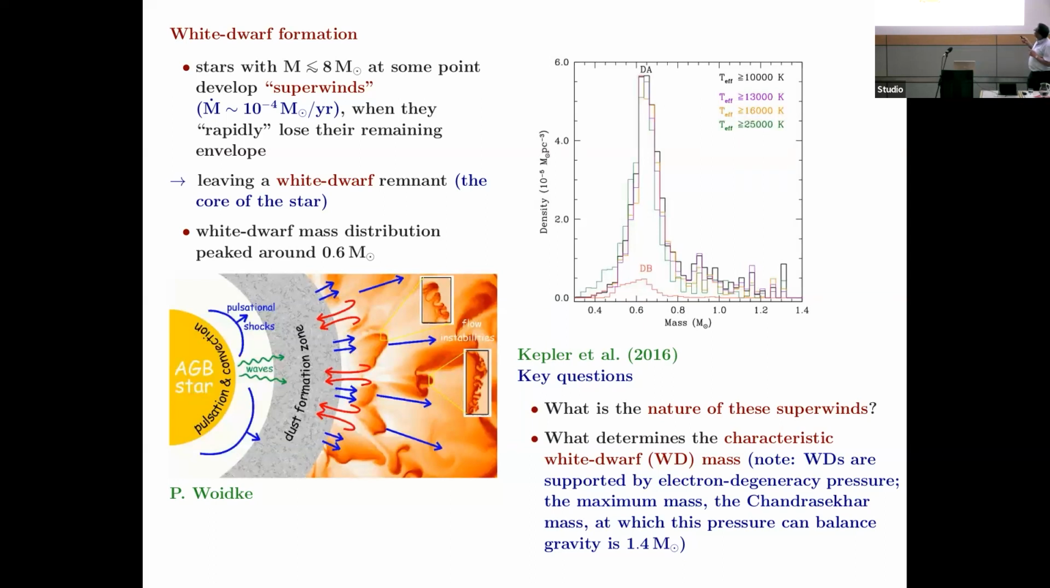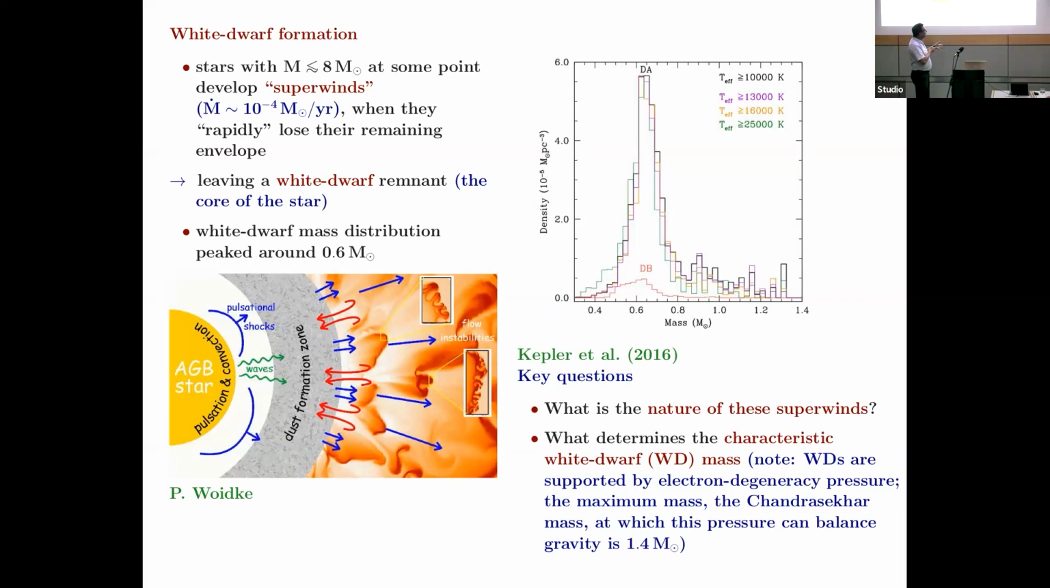Now, we get some interesting information by looking at the mass distribution of white dwarfs, which is shown here. If you look at this diagram, this is a recent determination of a histogram of white dwarf masses, and you see this strong peak at about 0.6 times the mass of the sun. And the first question is, why do white dwarfs basically all have a mass very close to this characteristic mass? I mean, you see more massive white dwarfs as well, but there's this very pronounced peak.